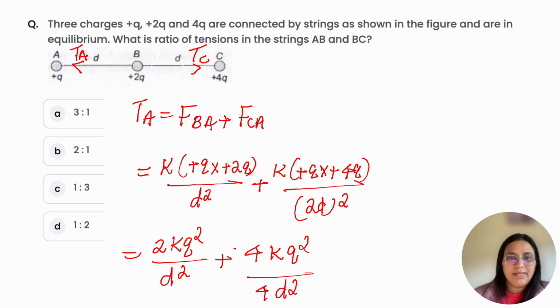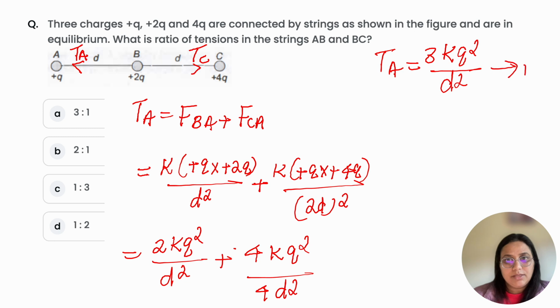So 4 will get cancelled out. So TA will be equal to 2KQ square by D square plus KQ square by D square. So what you get? 3KQ square divided by D square. Write it as equation number 1.